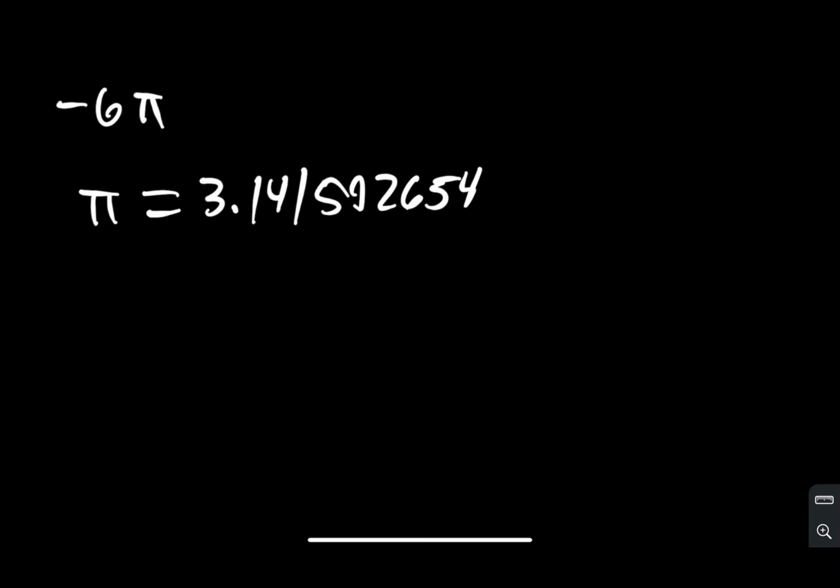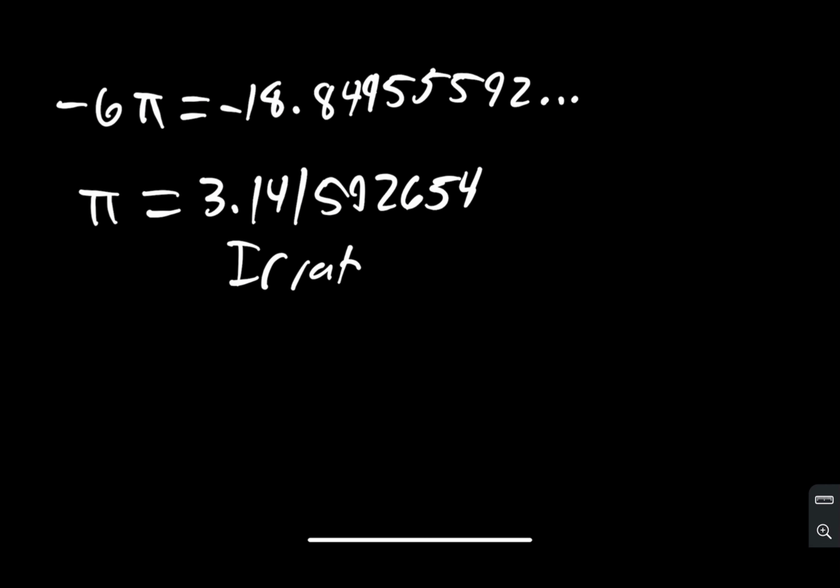If you plug negative 6 pi in your calculator, you're going to get an infinite value. I get 18.8495592 and so on. So this is going to go on forever. So you know that this is irrational because you can't write negative 18.8 and so on as an integer over an integer. So it's going to be irrational, and the decimal place is going to be infinite. So that's your answer.